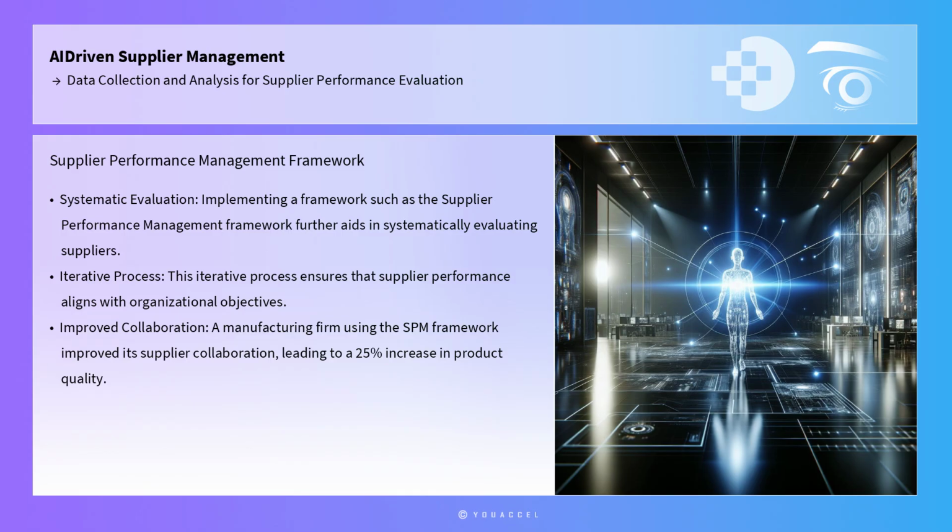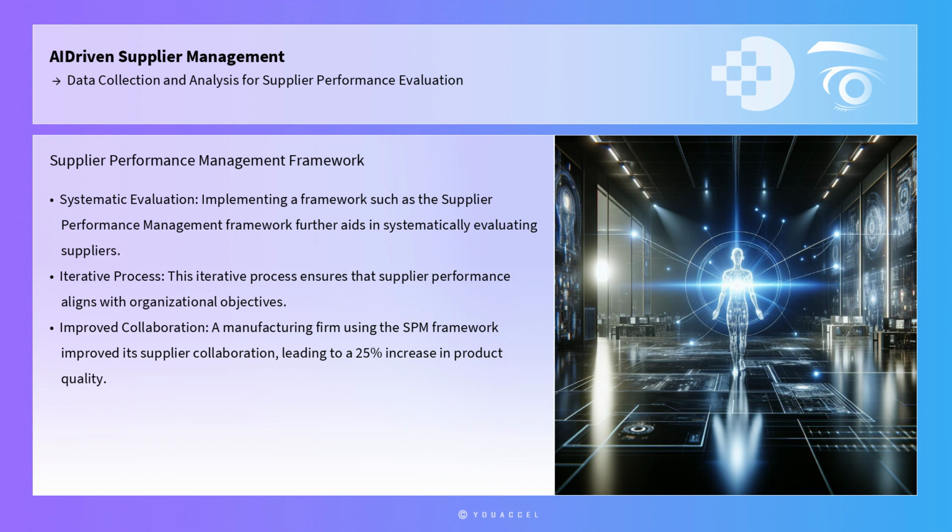Implementing a framework such as the Supplier Performance Management Framework further aids in systematically evaluating suppliers. The SPM framework involves several steps: setting clear performance expectations, monitoring performance through data collection, analyzing performance data, and engaging with suppliers for continuous improvement. This iterative process ensures that supplier performance aligns with organizational objectives. For instance, a manufacturing firm using the SPM framework improved its supplier collaboration, leading to a 25% increase in product quality.